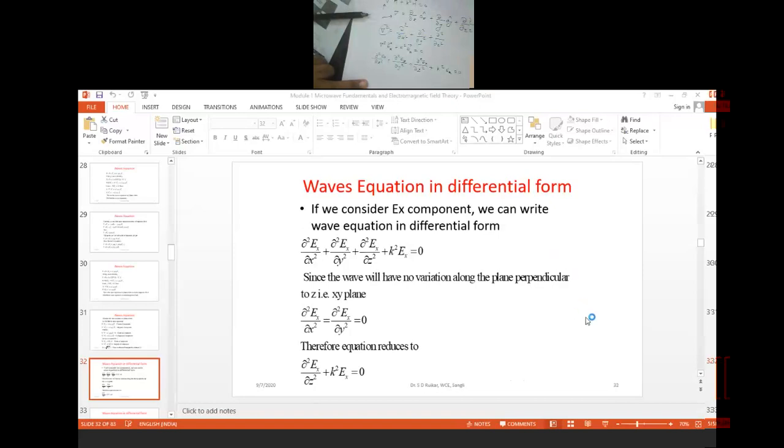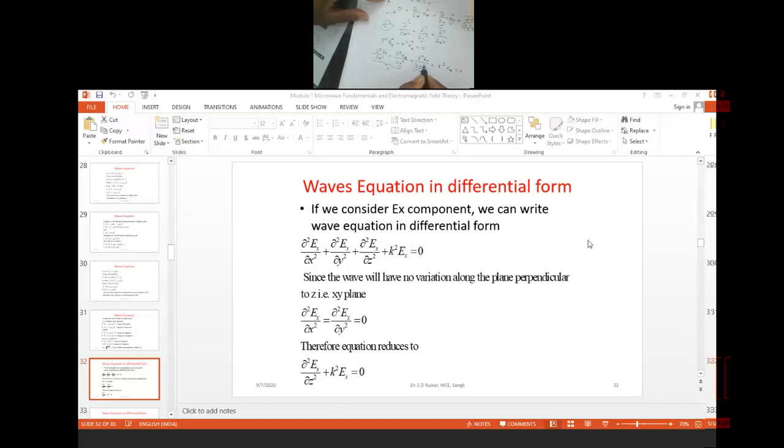Now here, if you see in the PPT, it is saying that the wave will have no variation along the plane perpendicular to Z, that is the xy plane. The wave is not varying in the xy plane because it is propagating in the Z direction. So the variation of the electric field component is along the Z direction. That's why these two terms become 0. Only one term will be there.